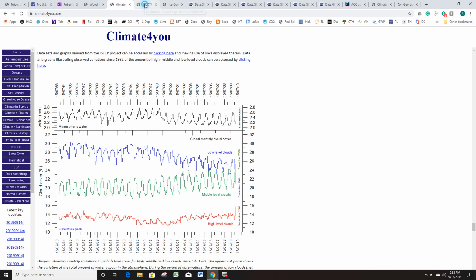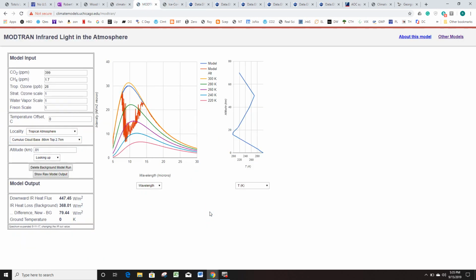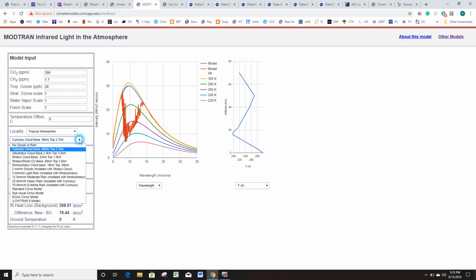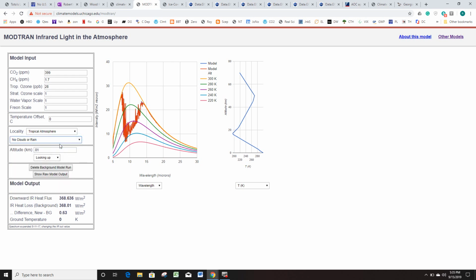So let's go back and take a look at Modtran again, because, wow, that's totally fascinating. 80 versus, what was that, 0.63 or something? Yeah, 0.63. Actually, let's go back. Remember this number 80 right here, or 79.44 when you add a simple cloud layer? Let's just go back to normal, 0.63. Bottom line is, CO2 is irrelevant when you include water vapor, is what you're telling me.